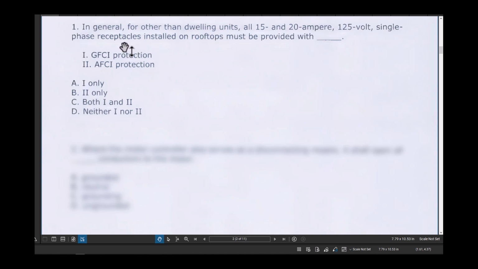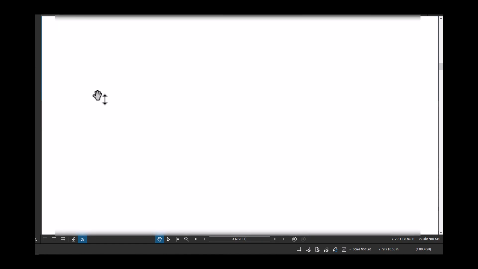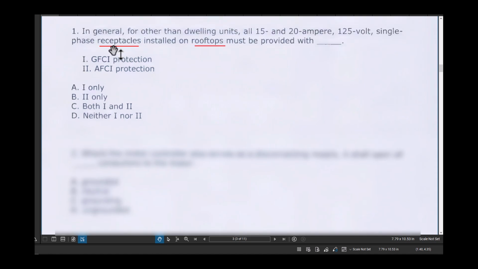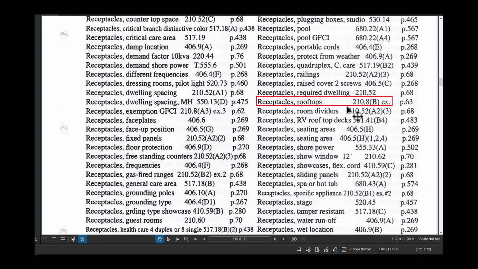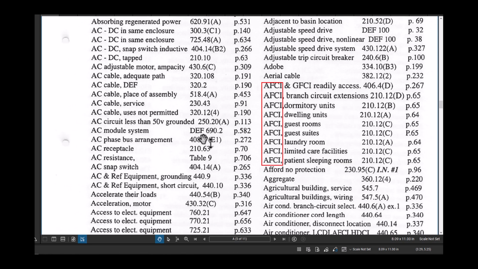If we go to find the keywords, we can say receptacles, we can say rooftops, because these are two main points that can help us find the related article. If we highlight what we said, we have them highlighted here: receptacles, rooftop. If I go to Tom Henry's Index, we have receptacle rooftops 210.8(B), and we go here to see what this article talks about. And if I go to AFCI, in the AFCI we don't have anything related to the rooftop.